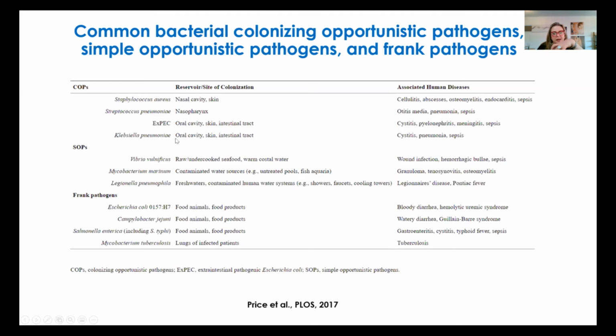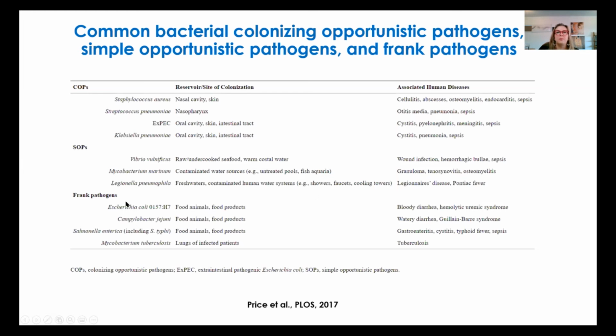Sometimes they can live in us as a commensal. Commensal means an organism that does not necessarily develop a disease that you need to be hospitalized for. Then we have simple opportunistic pathogens. This reservoir of pathogens can be in, for instance, seafood, warm and coastal water, or contaminated fresh waters, for instance Legionella pneumophila in showers and cooling tower systems.